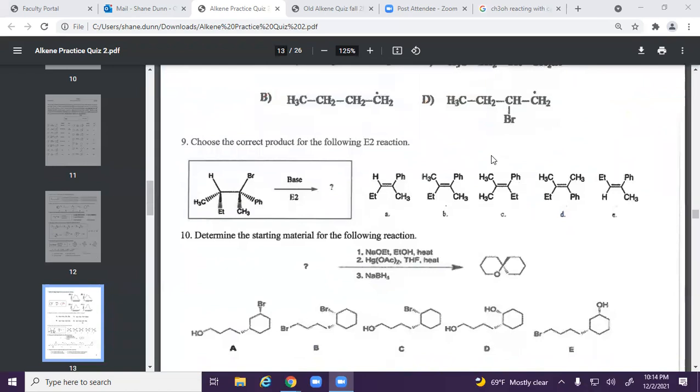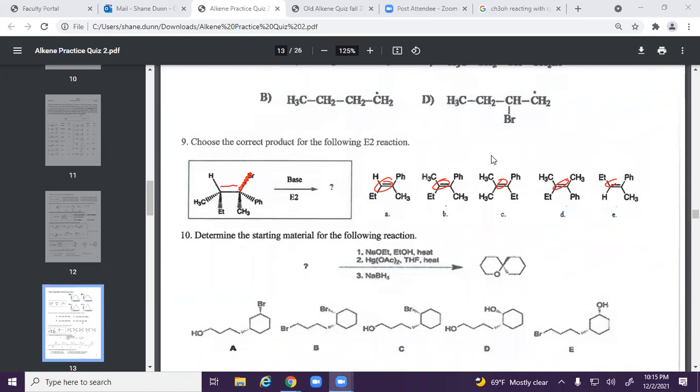So, bromine leaves, correct? Positive charge forms. Right? Just making sense so far? Okay. Where is the double bond going to take place with an E2 reaction? Is it going to take place with the benzene ring, with the methyl group, or right there? What do you think? They take place in the middle one, right here. So the bond forms there. So that's where the bond forms, right there, correct?